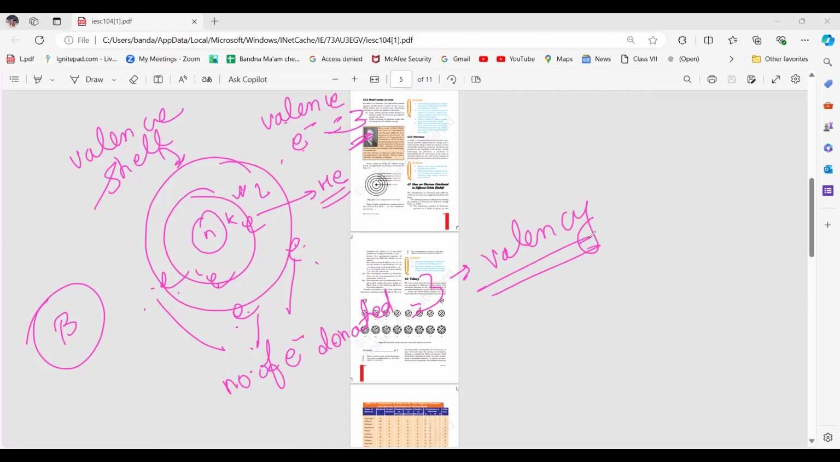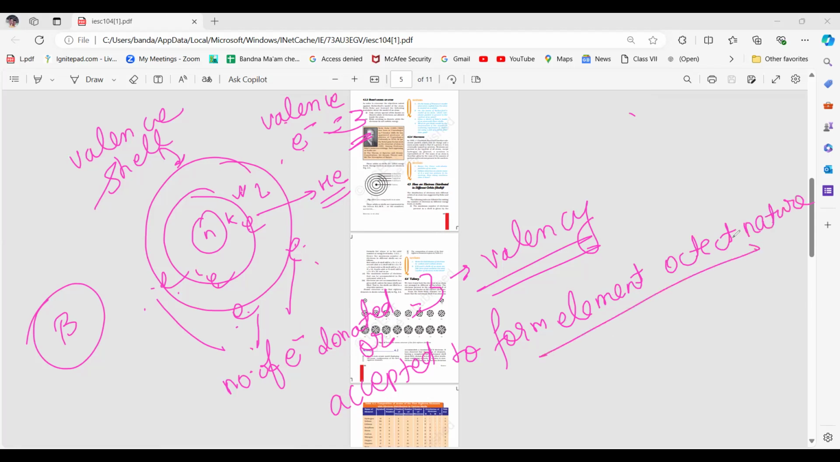Valency. Valency is how many electrons are donated or accepted by an element to form an octet. Wait, I thought valency is the combining capacity of an element. It is how many electrons they are donating or accepting, and if they donate or accept, they make a bond with another element. Right or not?